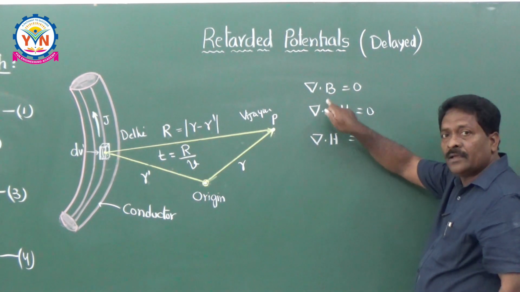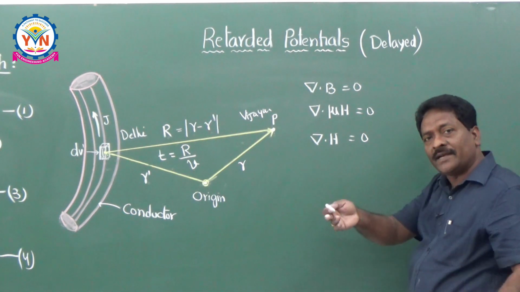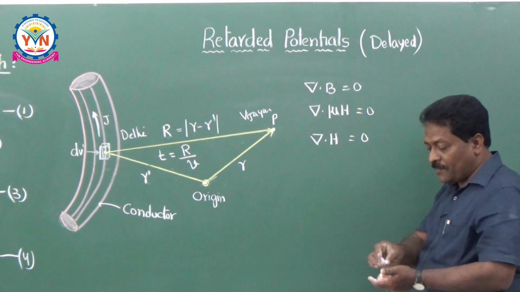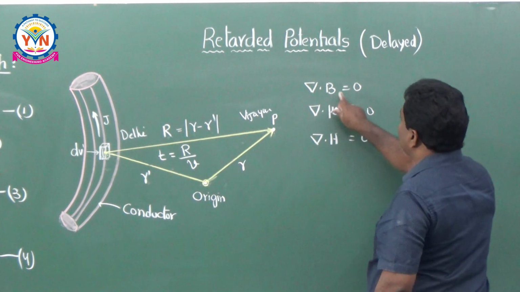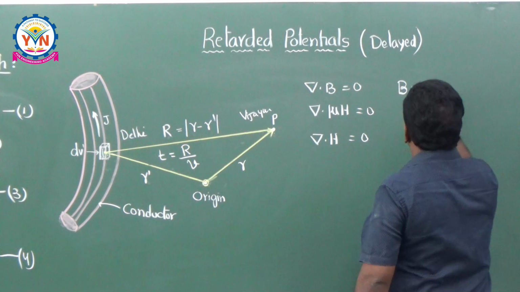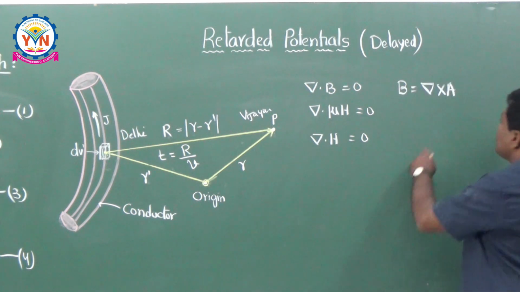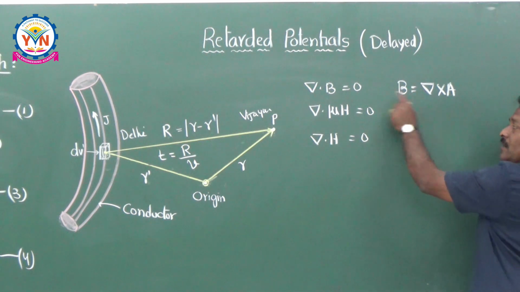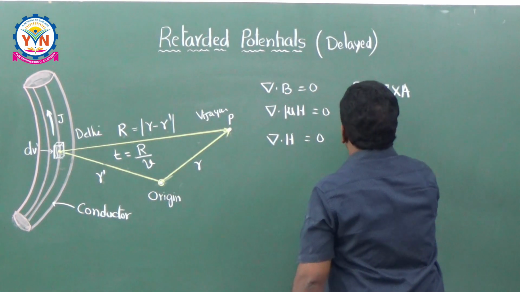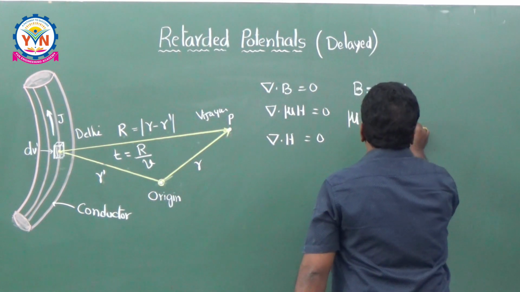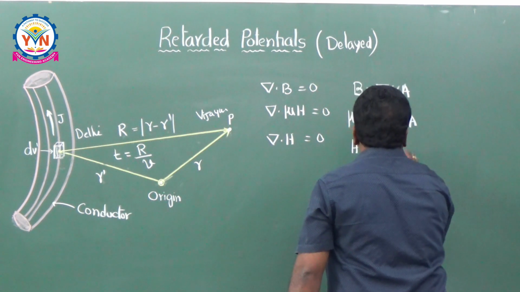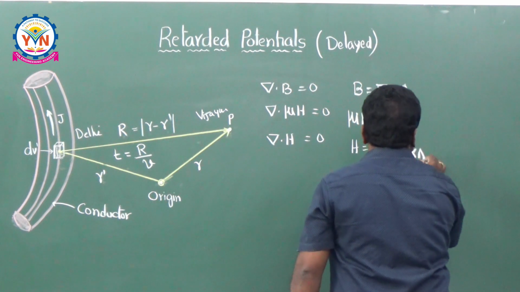In the place of B, the scientists have substituted so many parameters: divergence, curl, as well as gradient, everything. But this equation is actually satisfied whenever B is a curl of something. So if you take B is equal to del cross A, the curl of a vector where A is the vector magnetic potential, then only this equation is satisfied. So in the place of B, I can write mu H is equal to del cross A. Therefore, H is equal to 1 by mu of del cross A.